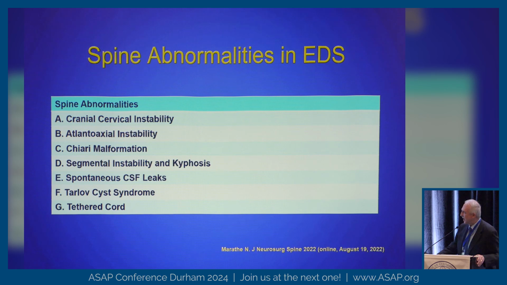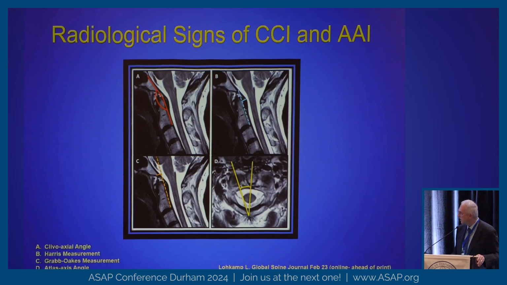And there are a number of spine abnormalities. You can get craniocervical instability, atlantoaxial instability, Chiari malformations. You can get segmental instability or kyphosis. You can get spontaneous CSF leaks, which we already talked about. Tarlov cyst syndrome and tethered cord. So there's a variety of different spine abnormalities that can occur in EDS.